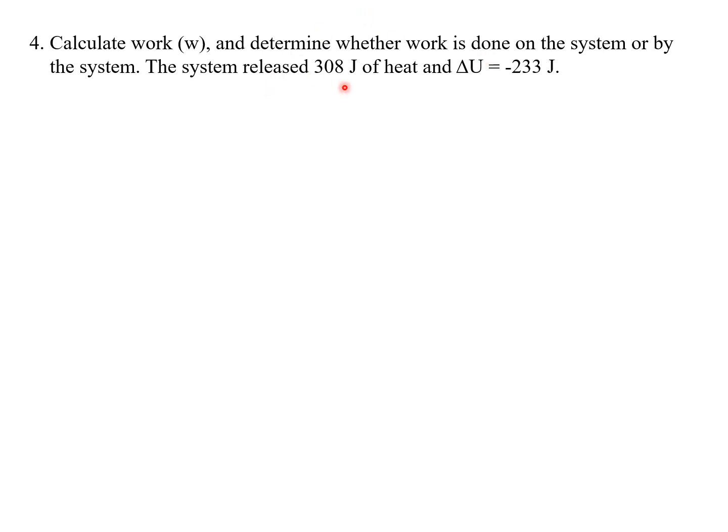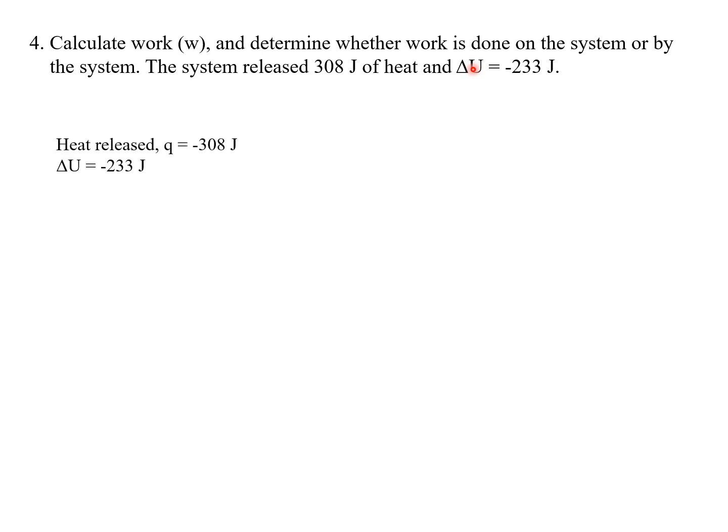The system released 308 joules of heat. The release means exothermic. It should be negative 308 joules of heat. And the delta U value is given as negative 233 joules. Now you know Q and delta U. Let's calculate W depending on the sign, and then we can determine whether it is work done by the system or work done on the system.